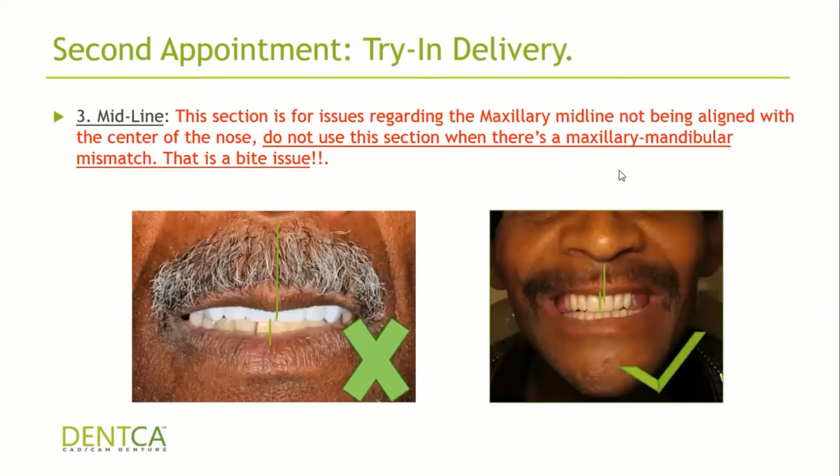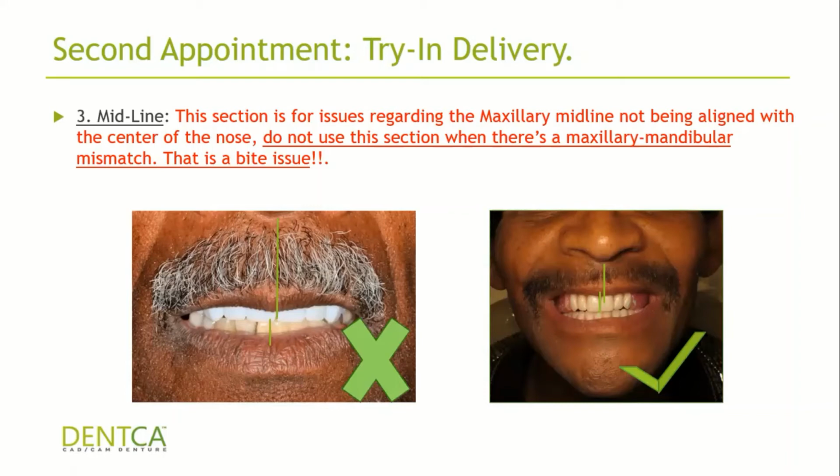So once you check everything, proceed to check the midline. Very important thing about the midline is you want to make sure that the maxillary midline matches the nose. That's what this midline step is. So if you have issues between the upper and the lower midline, that's a bite issue. That's not a midline issue, and it needs to be fixed by taking a new bite.